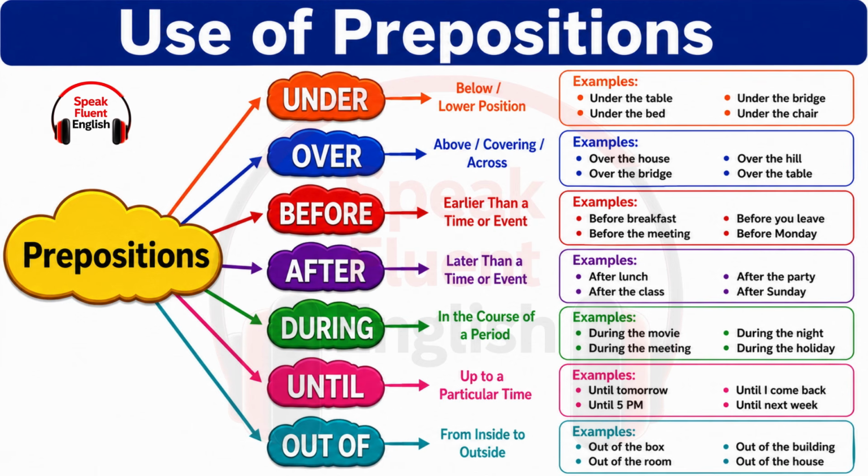Finally, let's learn the preposition out of. Out of means from inside to outside. We use it when someone or something moves from the inside of a place to the outside. Let's practice. Take the book out of the box. He walked out of the building. She came out of the room. The dog ran out of the house.